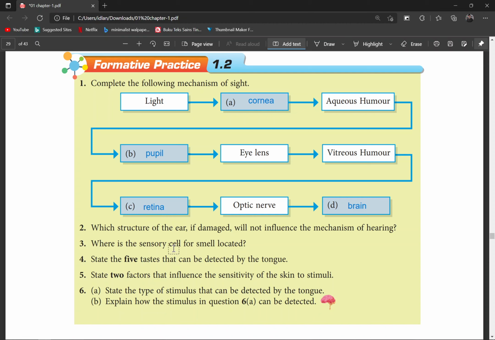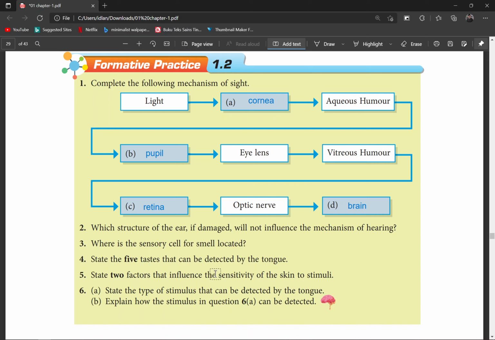Where is the sensory cell for smell located? It's up your nose, comb shaped. You can look at this book. Link is down below. State the five tastes that can be detected by the tongue. Okay, here we have sweet, sour, salty, bitter, and umami.